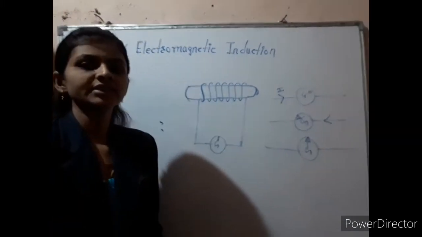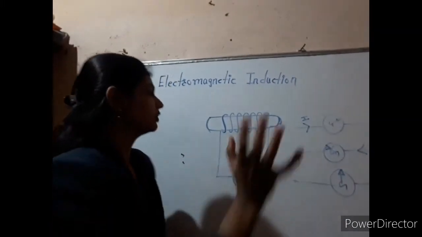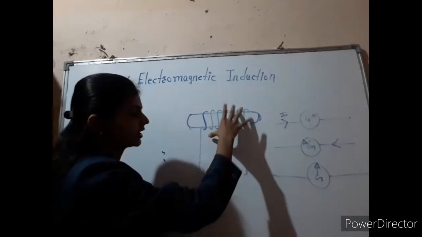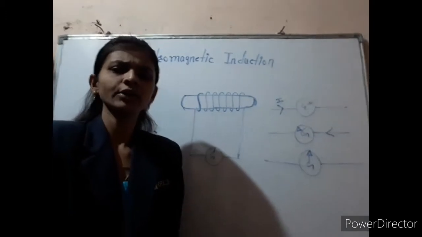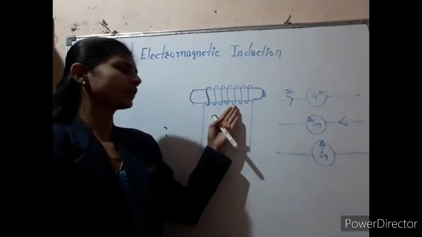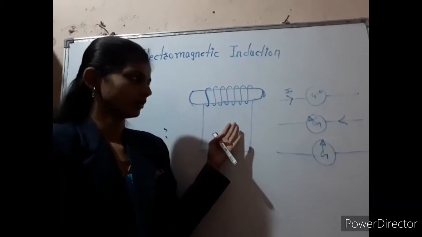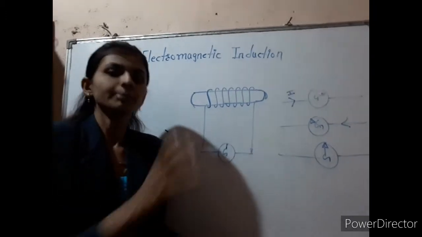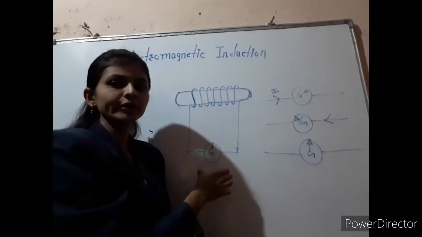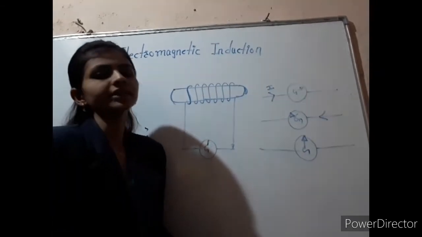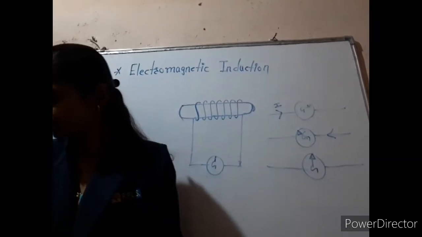Now let us discuss the electromagnetic induction. So this is our cylindrical body. On the cylindrical body we want some copper coils or any coils. So here you can say that it is a solenoid also. Okay, but in the solenoid we are connecting the electrical supply, but here instead of the electric supply one galvanometer is there.